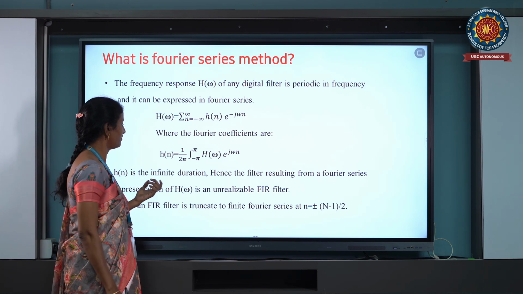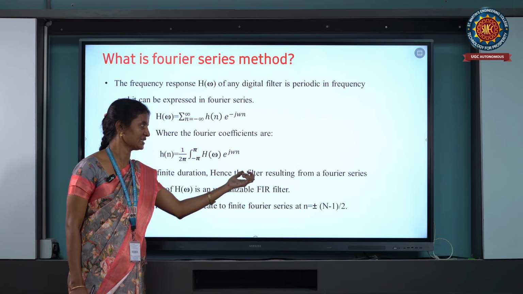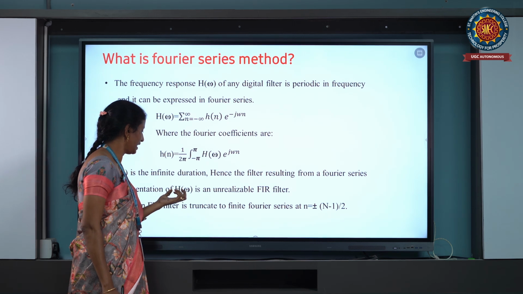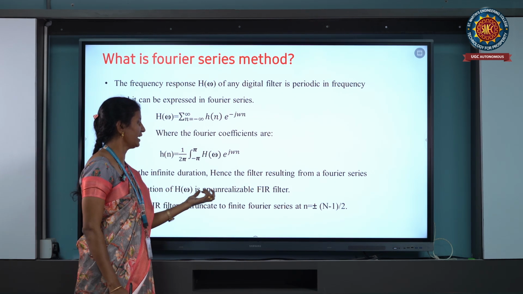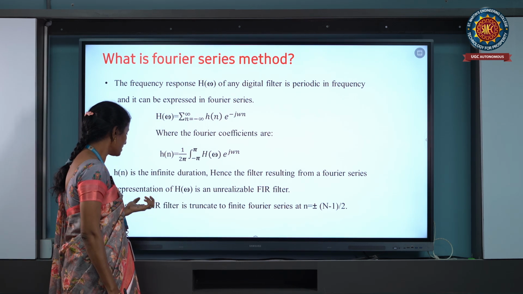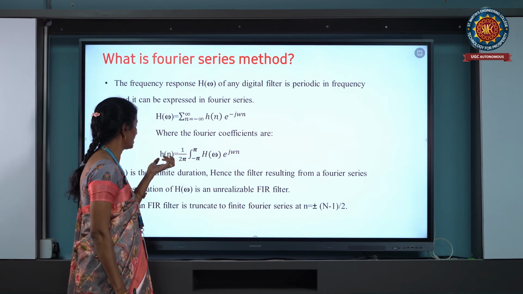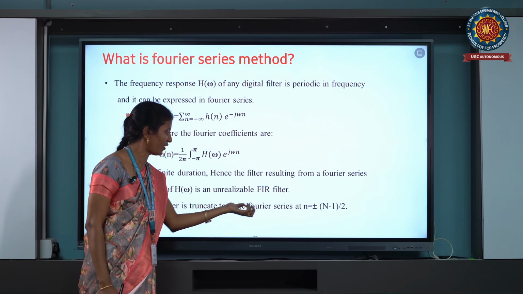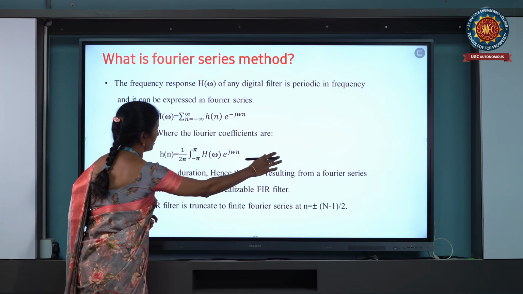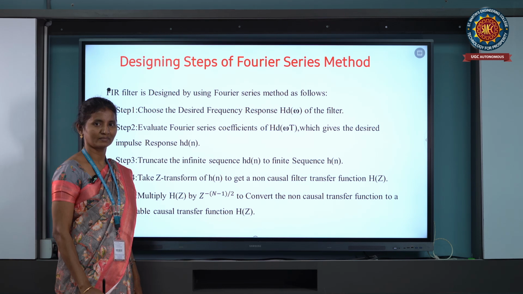Here H of n is of finite duration. Hence the filter results from the Fourier series, and it represents H of omega. The H of omega is an unrealizable filter. That's why, to get a realizable FIR filter, the impulse response H of n is truncated to a finite Fourier series at n equal to plus or minus capital N minus 1 by 2.